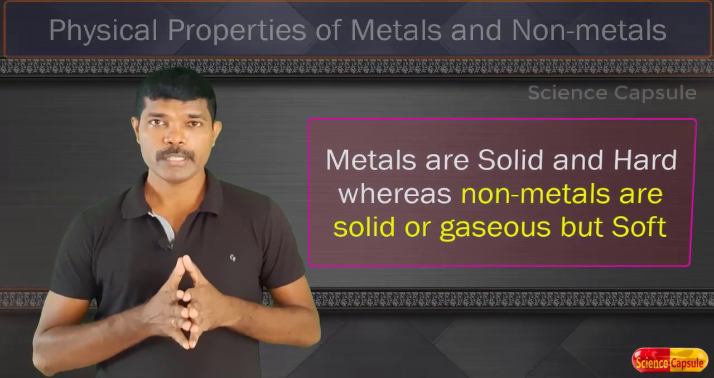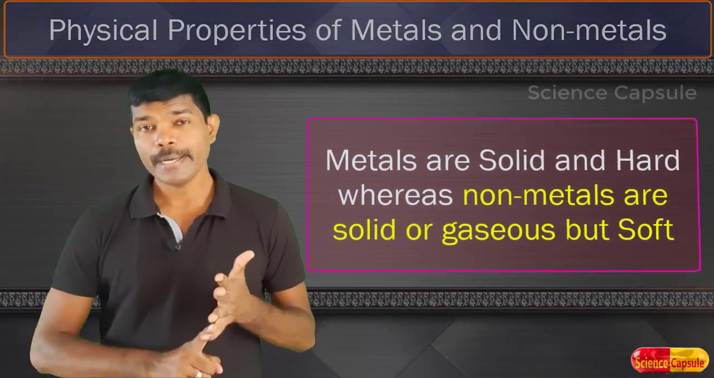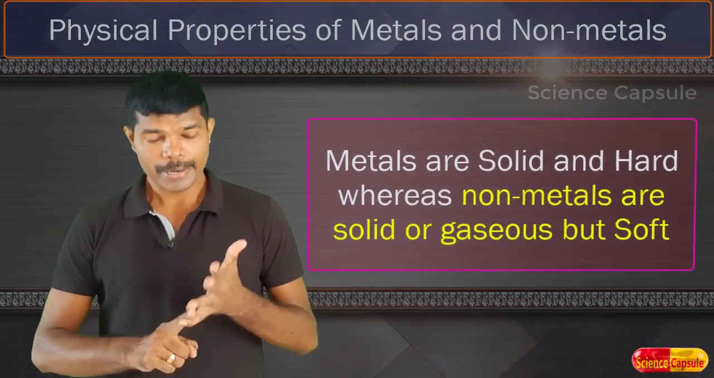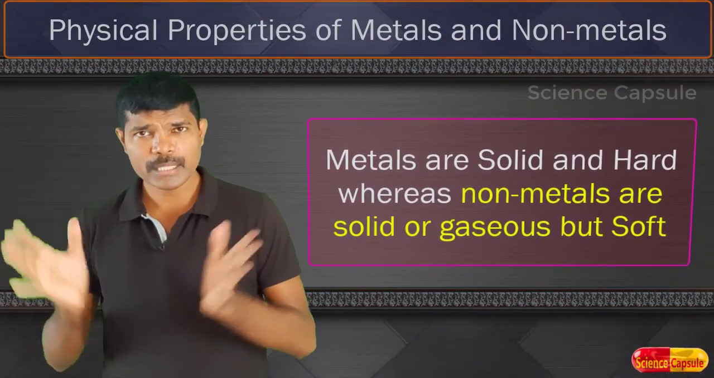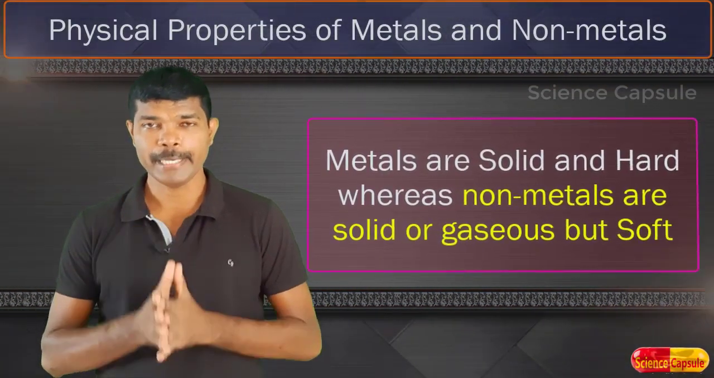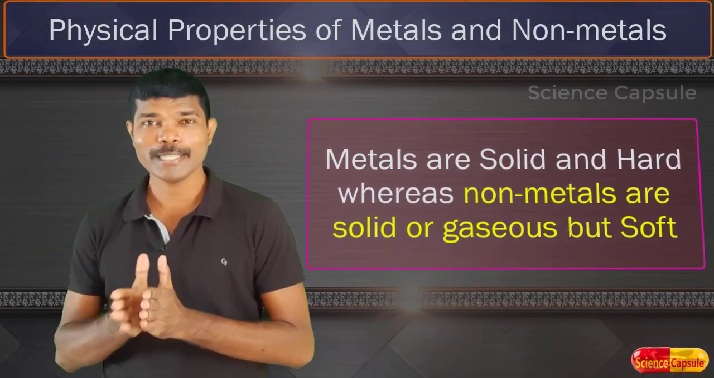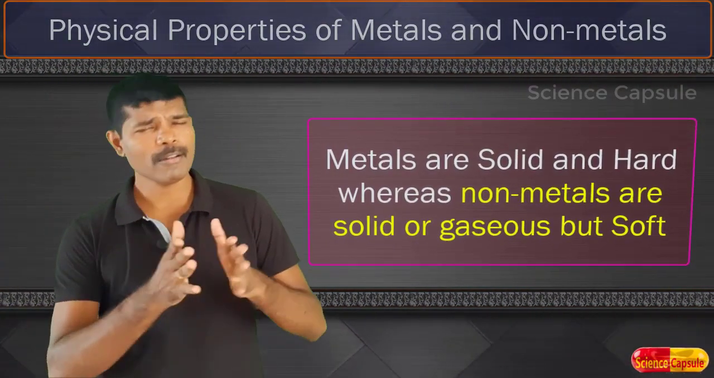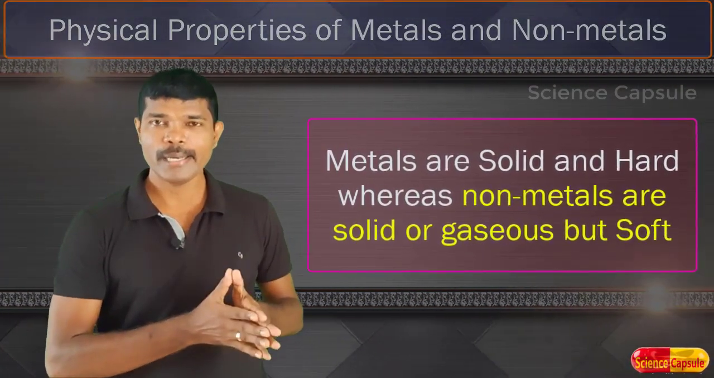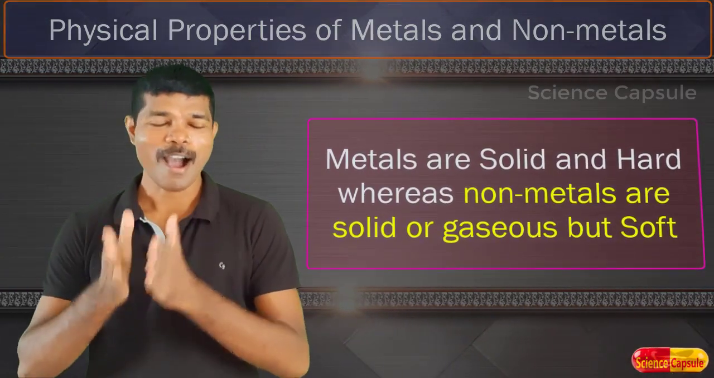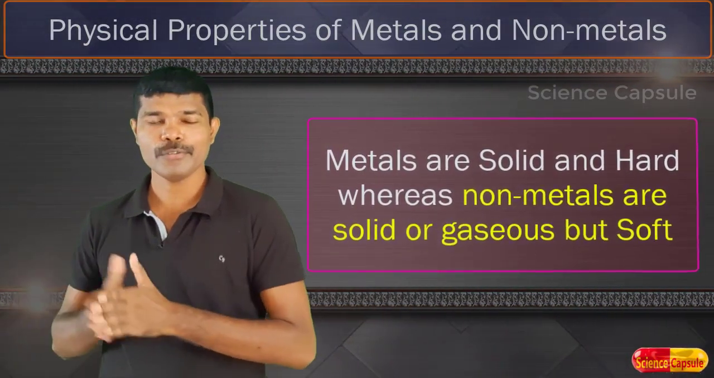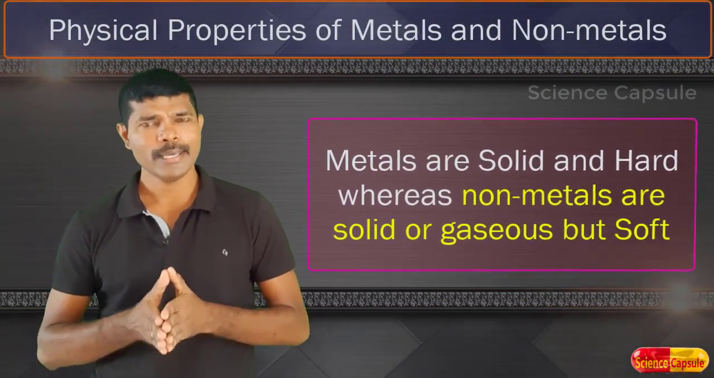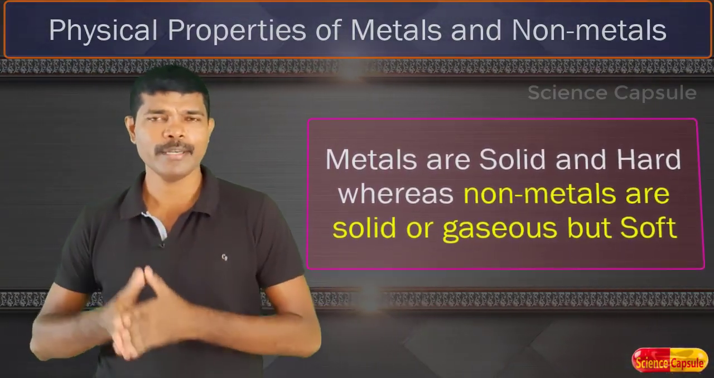When we talk about physical state, metals are solid in state and they are a bit hard. Iron, copper, aluminum, all these are examples of metals. All these metals exist in solid state and with some hardness. So we can say that all the metals are solid in nature and they are hard, whereas non-metals are soft in nature and they exist either in solid state or in gaseous state.